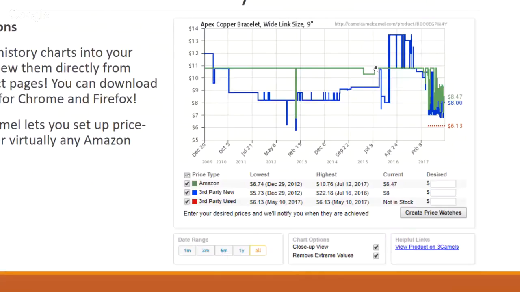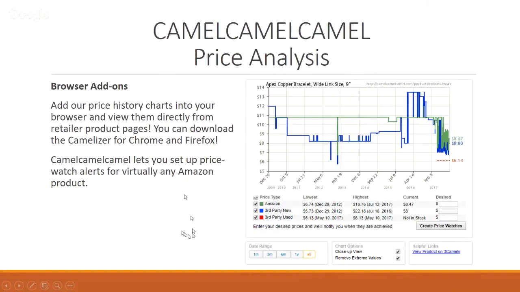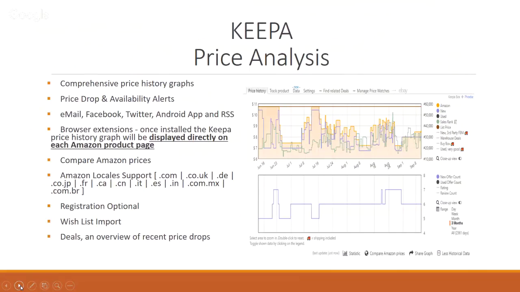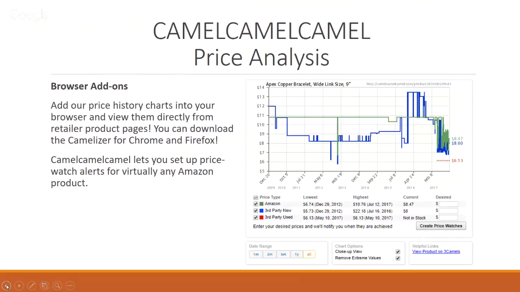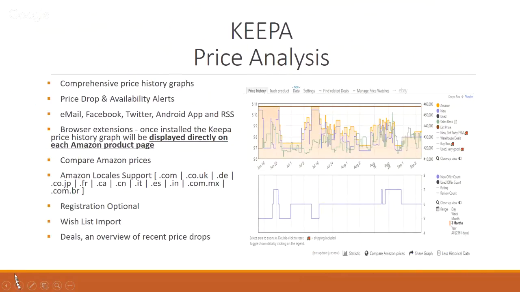Okay, so let me come back out to that. So that's Camel, Camel, Camel, and basically it does look like this. Once you hover on a product, there's a little pop-up window directly on the product page. I can go into that and have a look at all of these live examples after I've run through exactly what they are. So the next price analysis software is Keepa.